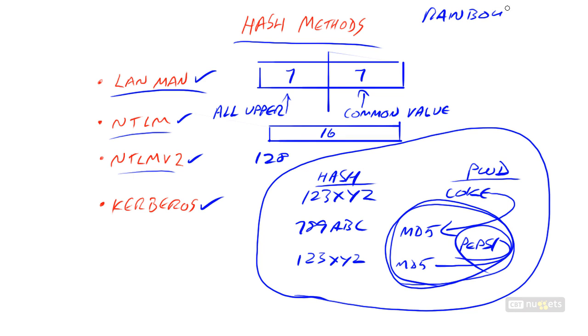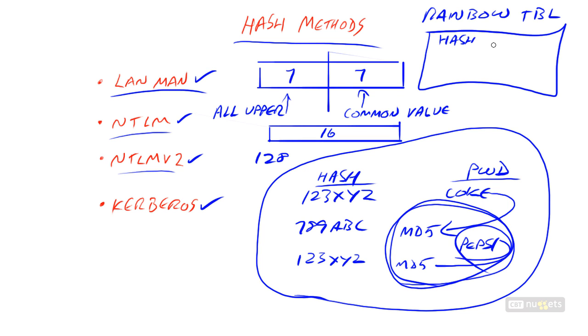But we could come up with a rainbow table, okay? And a rainbow table simply has hashes in it that correspond to various passwords. So all of the hashes that we could compute on our own have been pre-computed in a rainbow table, and it can be gigantic. It can be terabytes in size.